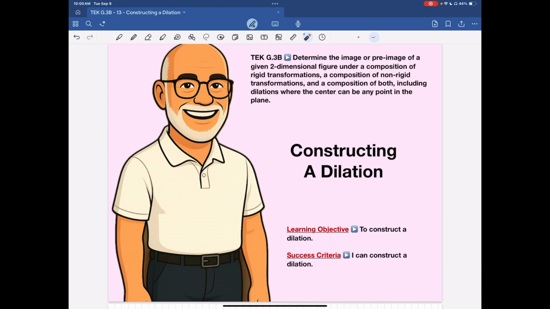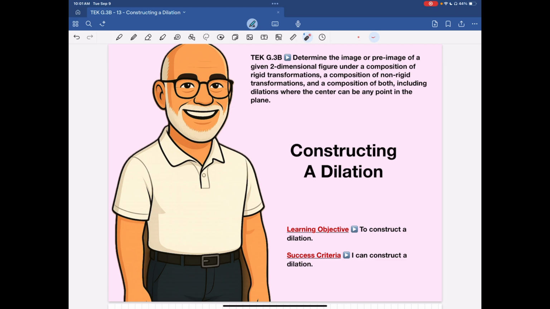Determine the image or pre-image of a given two-dimensional figure under a composition of rigid transformations, a composition of non-rigid transformations, and a composition of both, including dilations where the center can be any point in the plane. So today, this video is going to cover constructing a dilation, how you actually draw it. And so our learning objective is to construct a dilation.